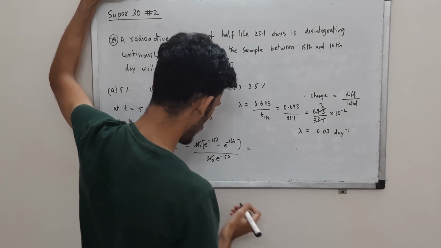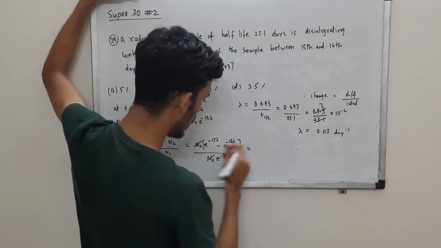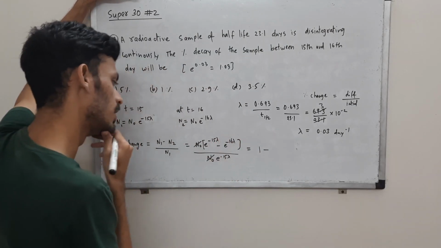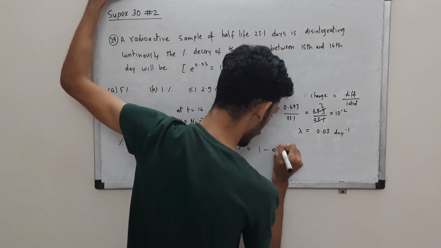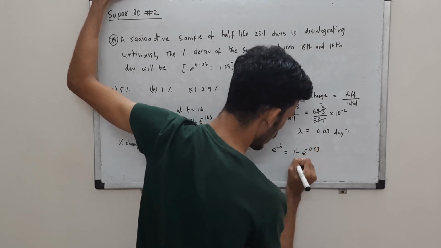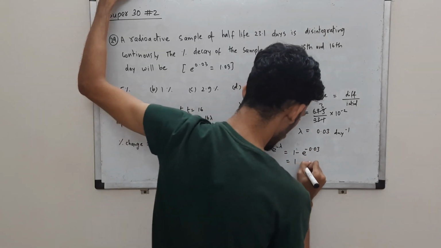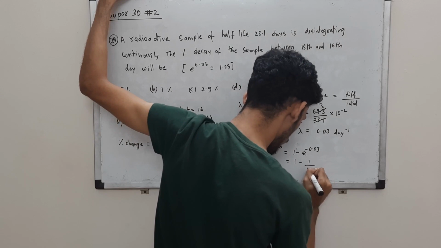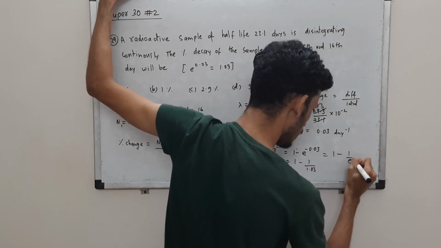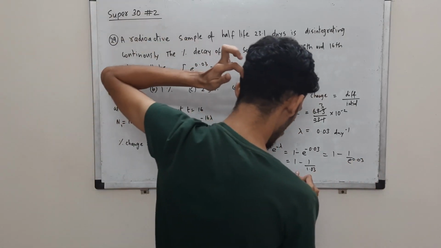Now I can divide this. e raised to minus 15 lambda I'll separate out. When I divide it with this, it is simply 1, and when I divide it with this, it is e raised to minus lambda. So this will become e raised to minus 0.03. Now we know the value of e raised to 0.03, so we can take the inverse of that, 1 upon 1.03. So that is 1 minus 1 upon 1.03.